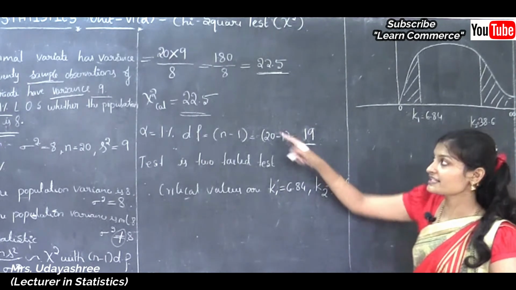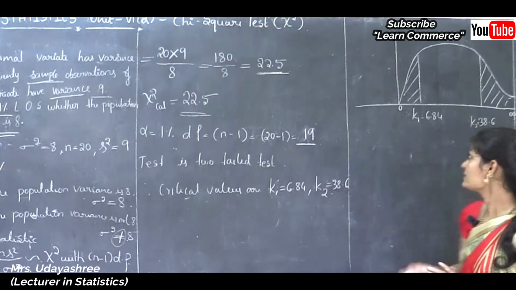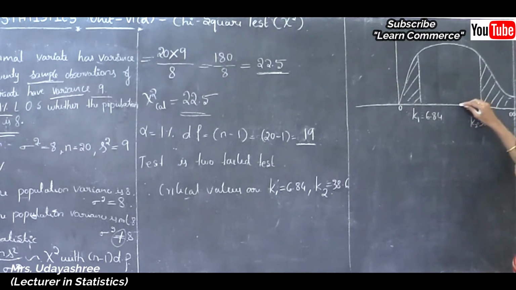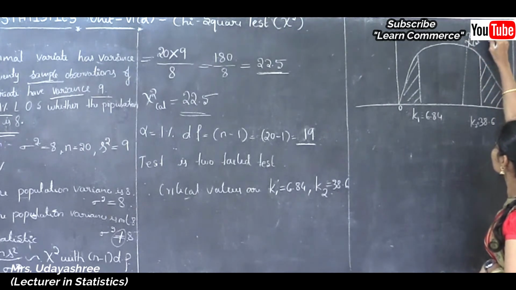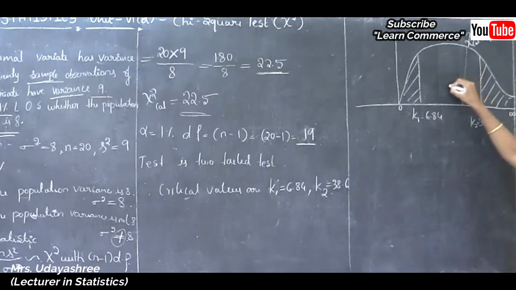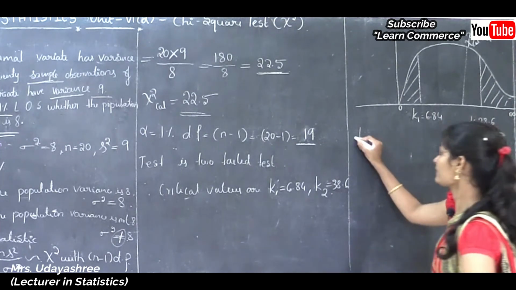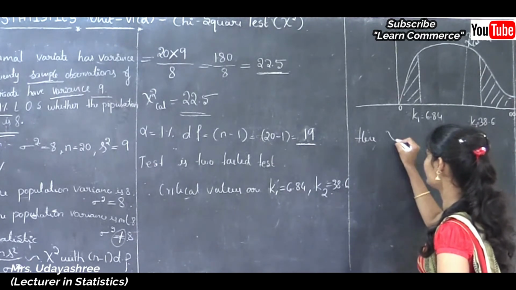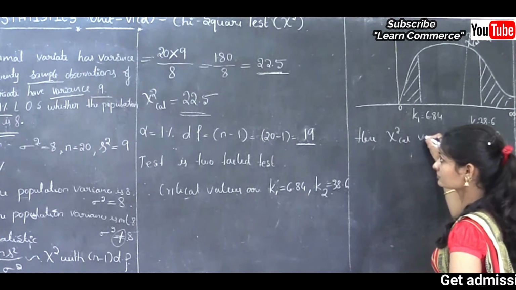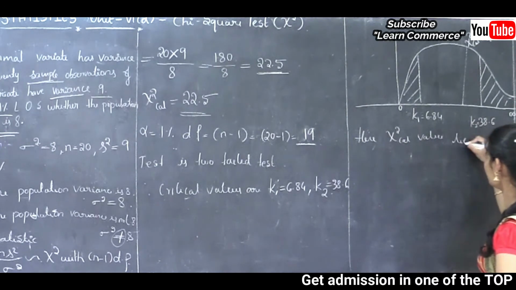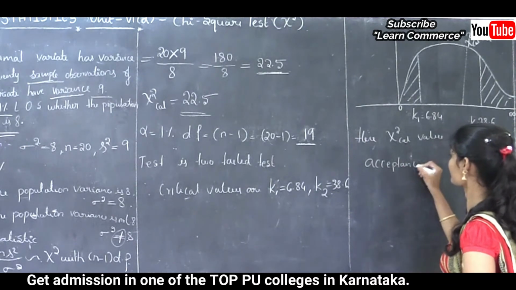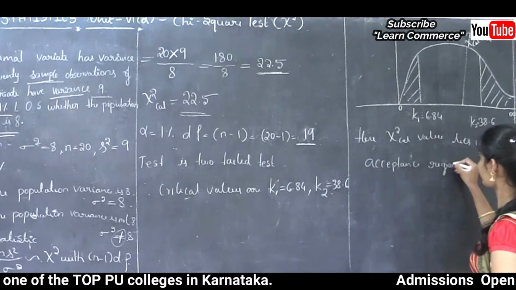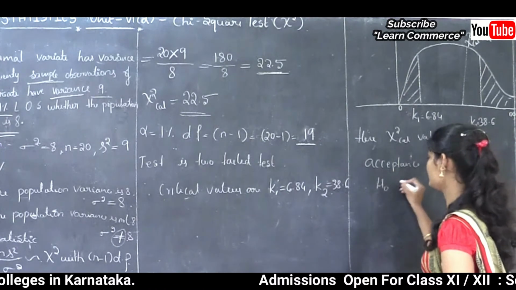And see here, the calculated value is 22.5. So 22.5 comes here. This is the calculated value. And the calculated value lies in the acceptance region, therefore H not is accepted.